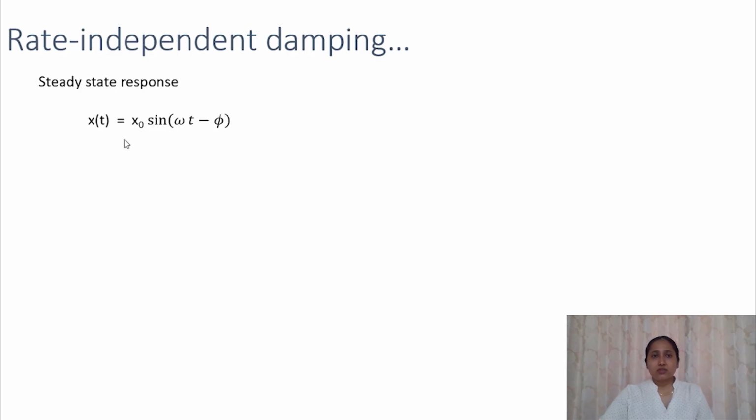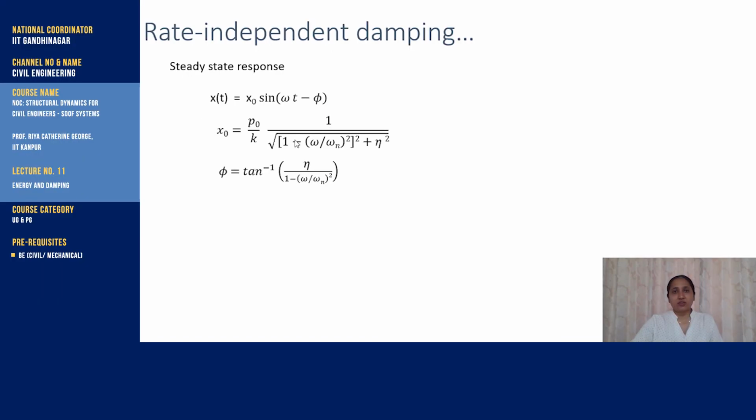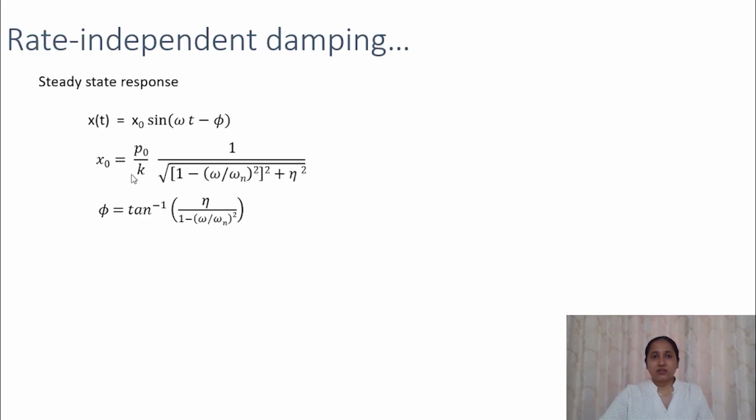So this is the expression for steady state response. We need to find the amplitude and the phase angle. The amplitude and the phase angle can be calculated again by replacing the value of theta in the expression for viscous damping response. So this is the amplitude of the steady state, and it can be obtained like P0 by K. This is the static response due to a constant force P0. So this is the static deformation, and this is the deformation amplitude factor.